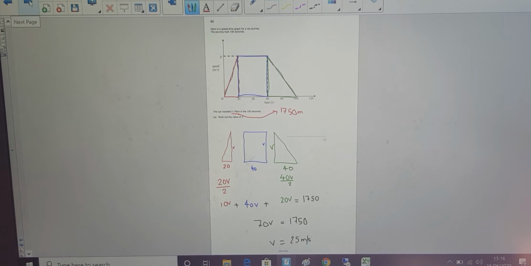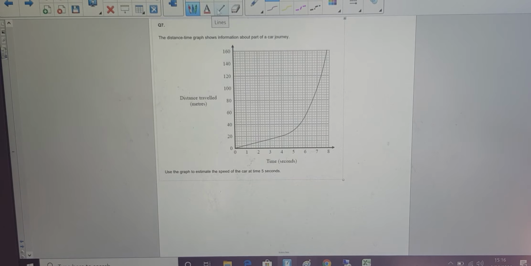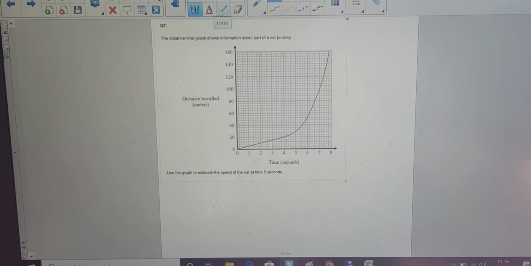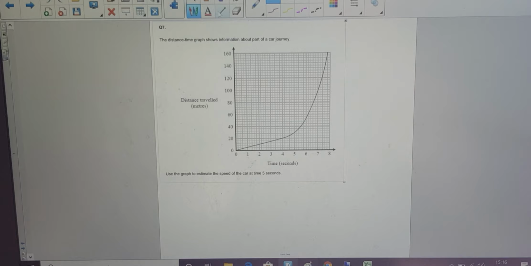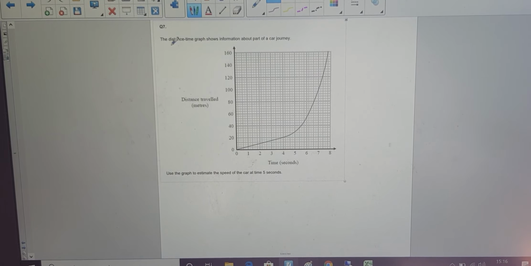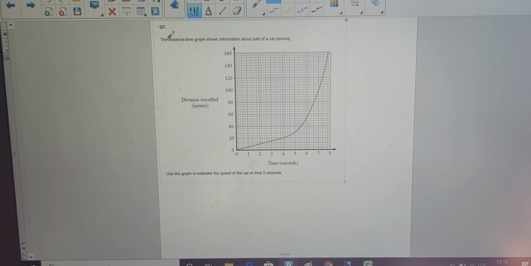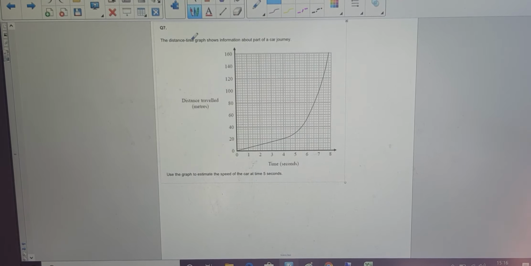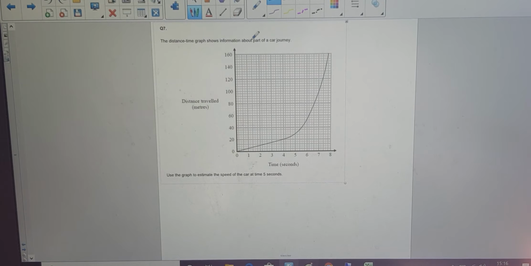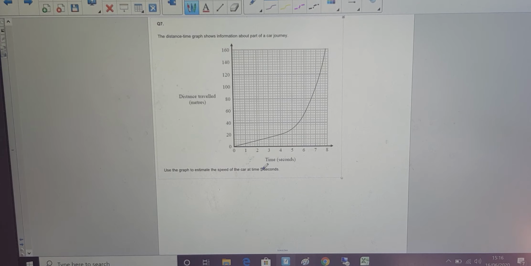Okay, question 7. Now, if I have question 7, I might get the answer to this slightly wrong, yeah? And I'll explain why as I'm going through it. So, the distance time graph, distance time this time, whereas before it was a speed time graph, shows the information about part of a journey. Use the graph to estimate the speed at a time of 5 seconds. I'm looking at it, it's a curve problem.